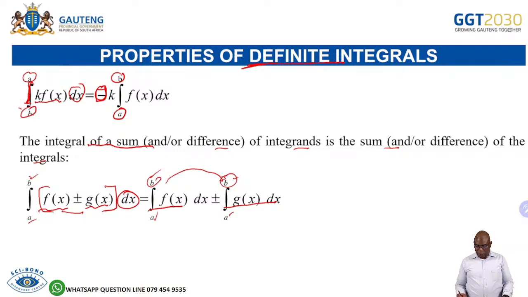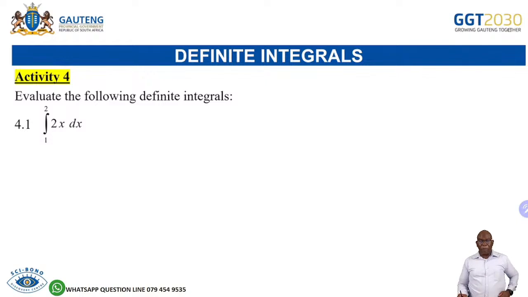All right, now let's look at examples of this. Evaluate the following definite integrals. The upper number is 2, the lower number is 1. In other words, it's nothing else but a straight line graph, and from there we get the area between those limits. When we do the area, I'm going to show you in a graph what I'm talking about.